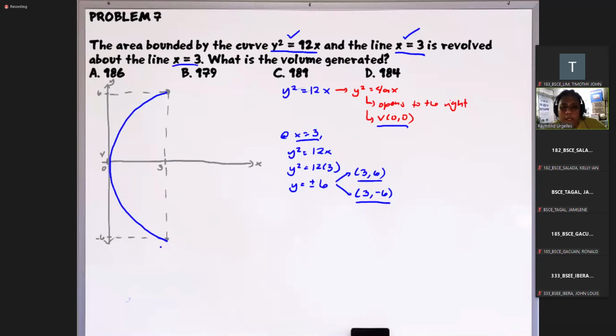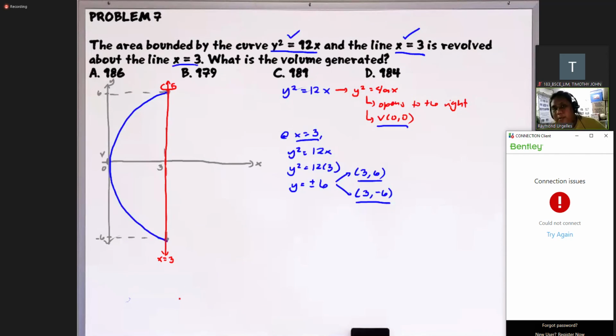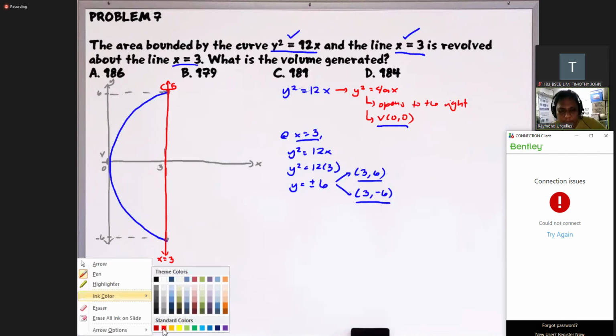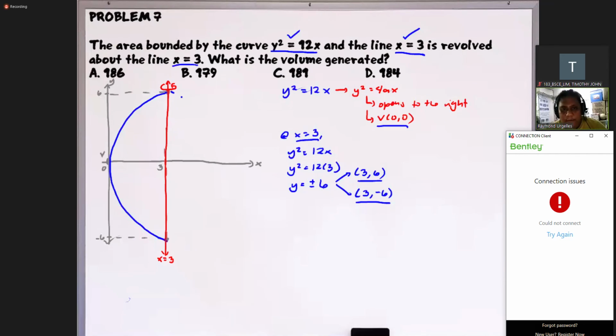Then this is our line, x equals 3, a vertical line passing through x equals 3. This is our axis of revolution, given by x equals 3. When we revolve our curve, the parabola, around it, we can see the volume that comes out. You will form something like this.